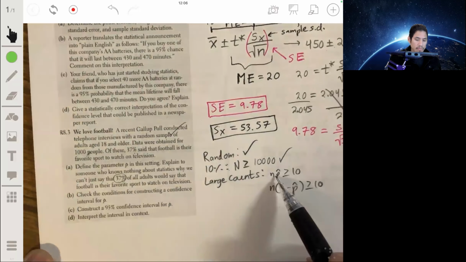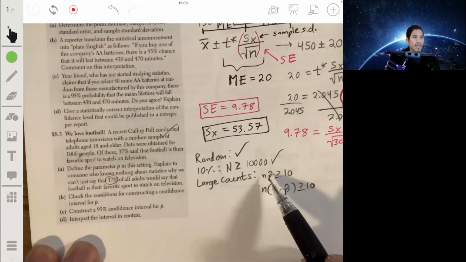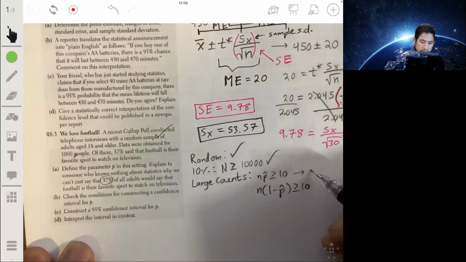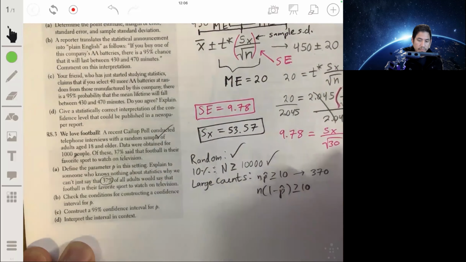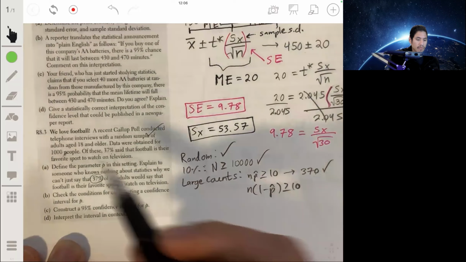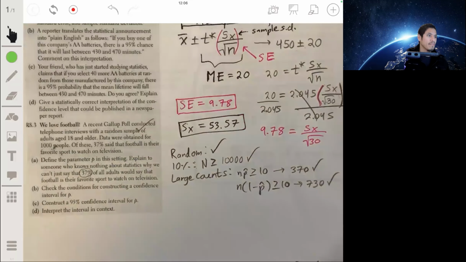Now, this is also just known as the number of successes and failures. So what that means is that n times p hat will be 37% or 0.37 times 1,000. So this will be 370. And that's more than 10, so that's good there. And if there's 370 here, that means there's going to be 730 left over because 730 plus 370 adds up to 1,000. So both those are at least 10, so that condition is met.